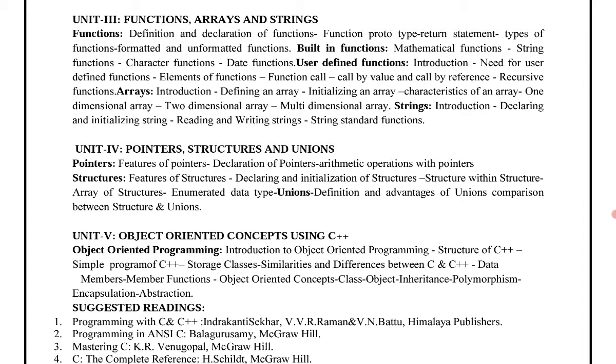There are three components: the first is functions, the second is arrays, the third is strings. The first part, functions, is over. Second is arrays. What is the definition of an array? How to define, create and use arrays, and what are the different types of arrays: one dimensional, two dimensional and multi-dimensional arrays. Defining an array, initializing an array, characteristics of an array. And various programs.